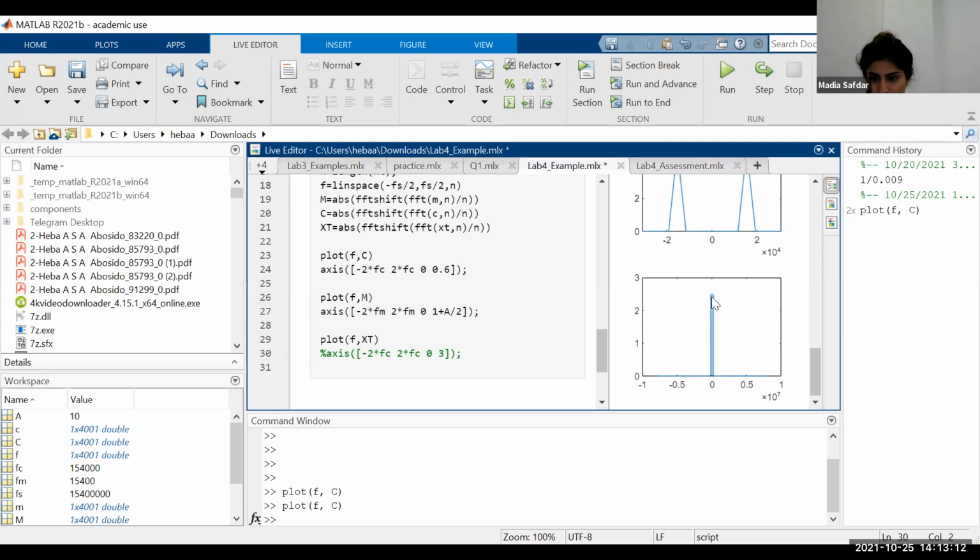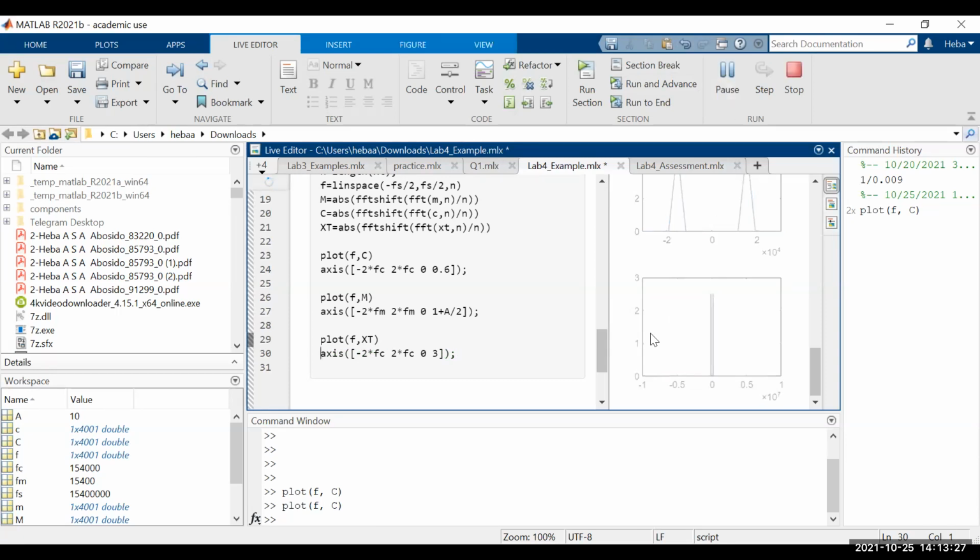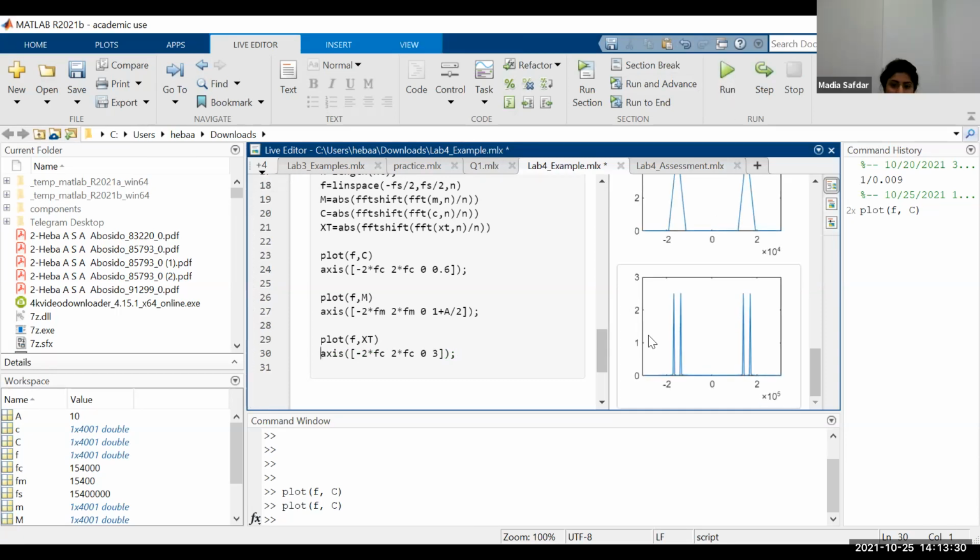Nothing is clear, but the amplitude is clear, right? So I choose the amplitude exactly 3, from 0 to 3. And then the same, -2 FC. In the assessment, I do the same. I plot again and I do the shift in the assessment. Just plot, then look at the figure and choose the axis so that the graph is clear. Okay.